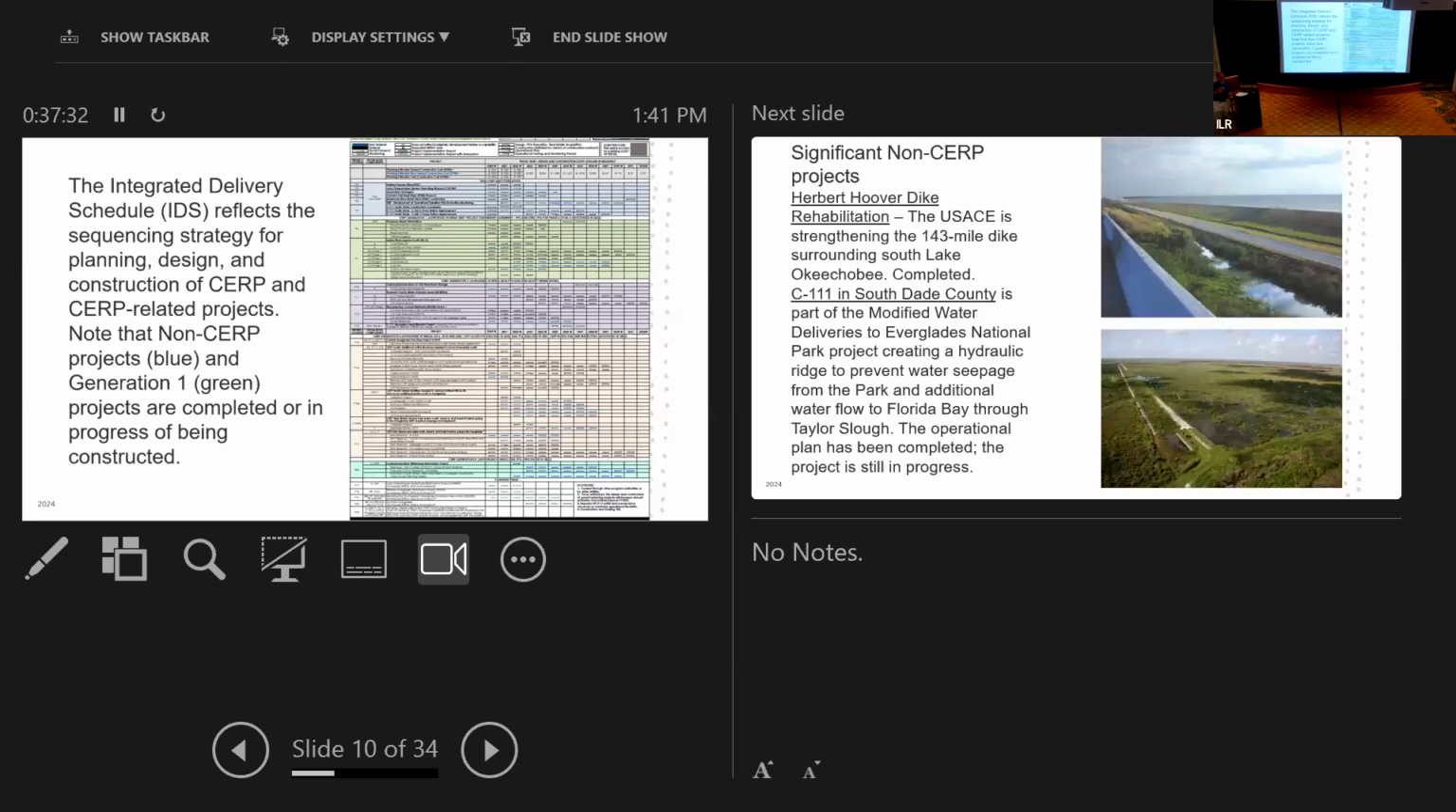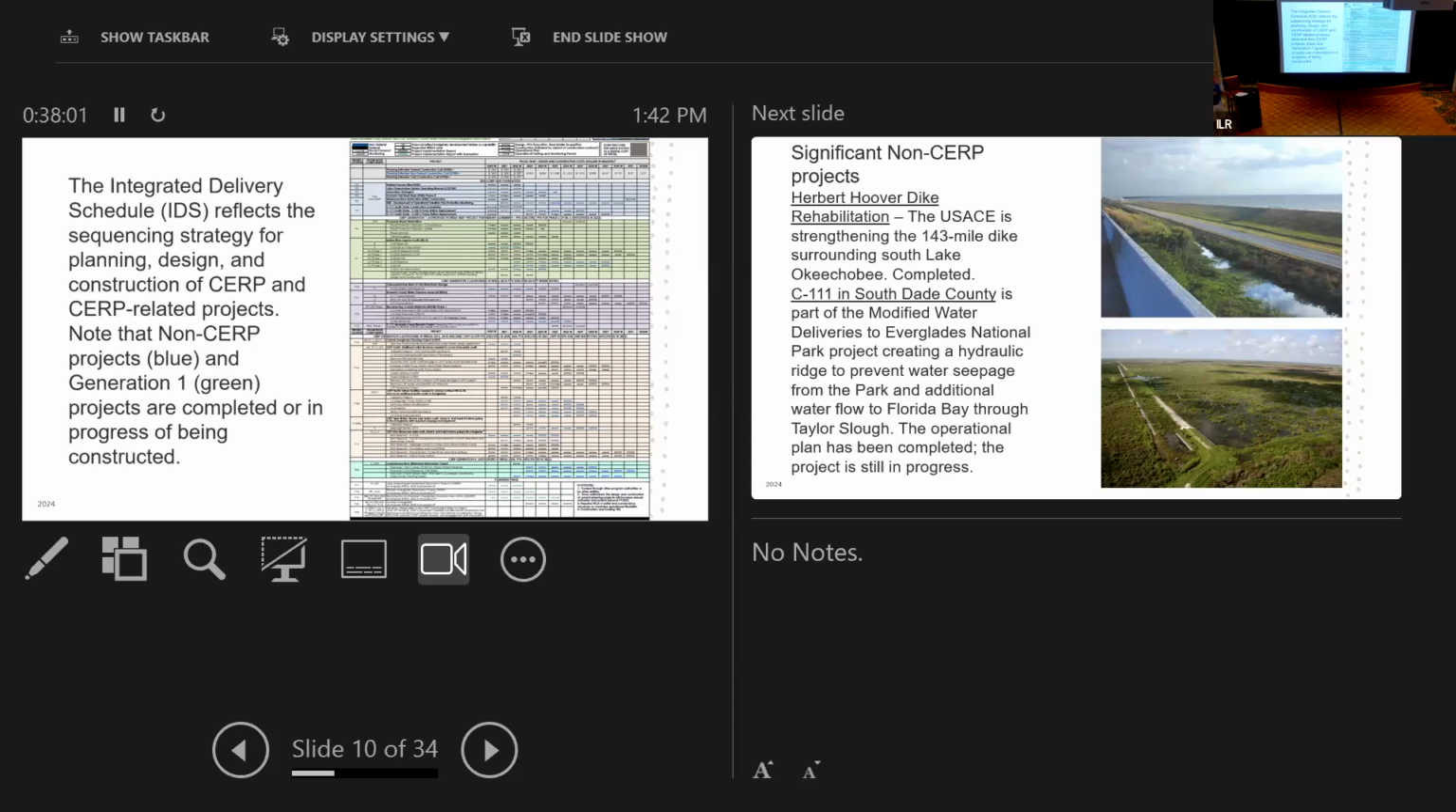Next acronym was IDS, and that's the Integrated Delivery Schedule. And you'll never be able to read this, so don't even try. It has across the top years and dollars. And then the different colors are actually different, what they call generations of projects. And truly they're generations. I mean, each of those are going to be a generation to complete. And we're in generation 1 still.